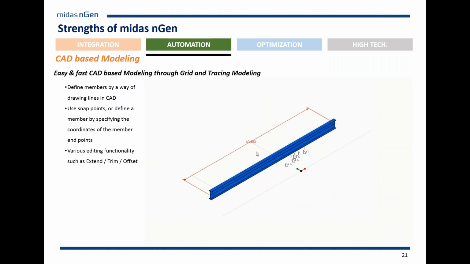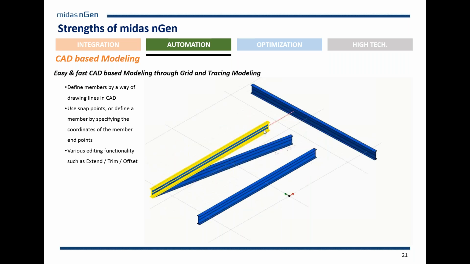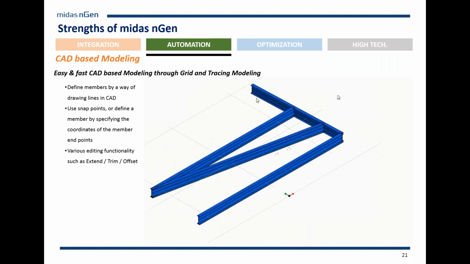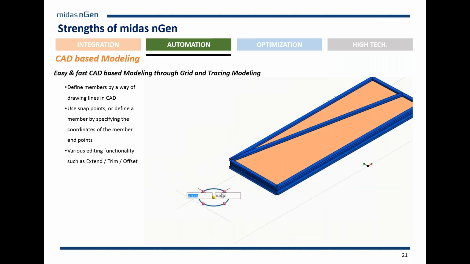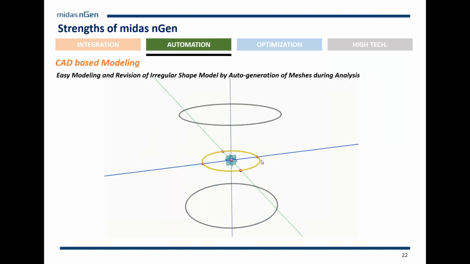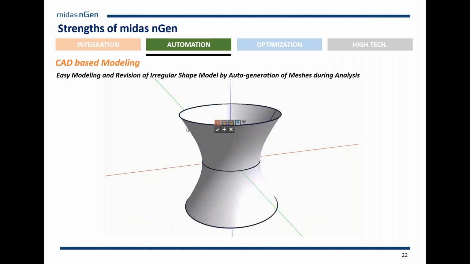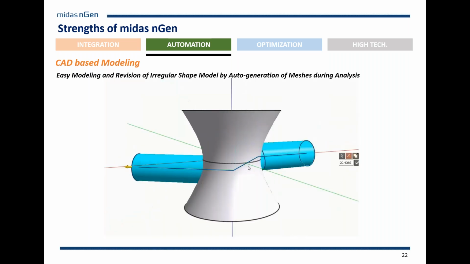Then there is CAD-based modeling tool wherein you can easily do moving. You can do copy. You can change the size. You can use extend, trim, and you can also use irregular shapes to create openings. When you have, again, a shell element probably of irregular shape, you can see how easily we can do the modeling. This is all available in MIDAS engine.